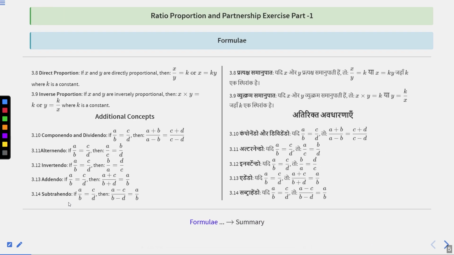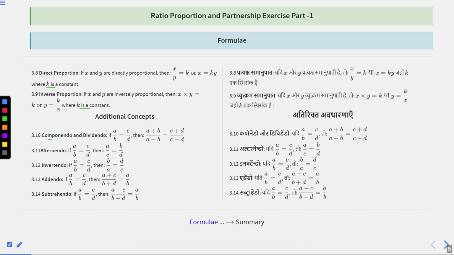Next, direct proportion. If X and Y are directly proportional, then X upon Y equals K, or we can say X equals KY, where K is a constant. Okay. Inverse proportion. If X and Y are inversely proportional, then X into Y equals K, or we can say Y equals K upon X, where K is a constant and X and Y are the two numbers.